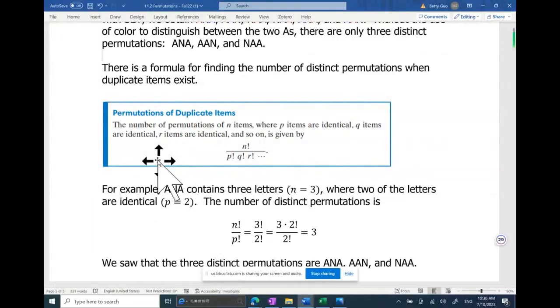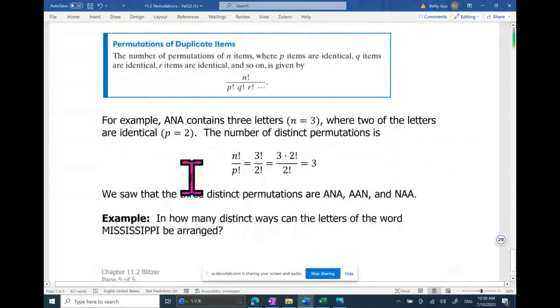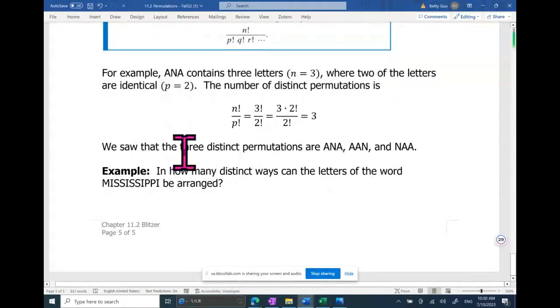there are a few questions about the definition. The number of permutations of n items where p items are identical, q items are identical, r items are identical, and so on is given by this formula. What formula? The numerator is n factorial. The denominator is p factorial times q factorial times r factorial, and so on. So if you don't feel very clear after reading the content in the box, let me show you the examples.